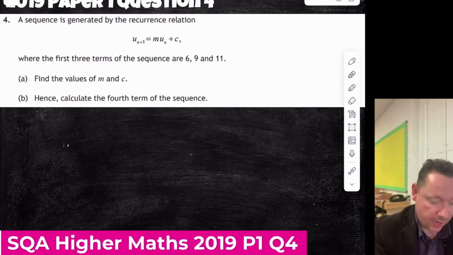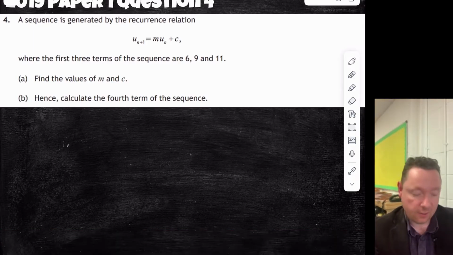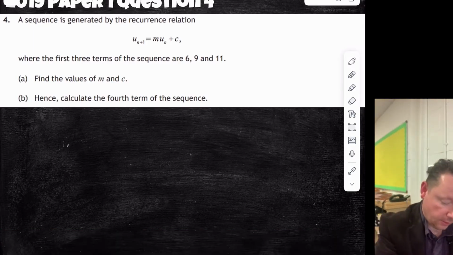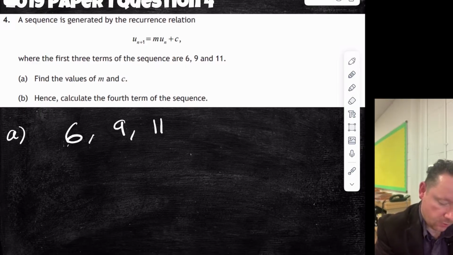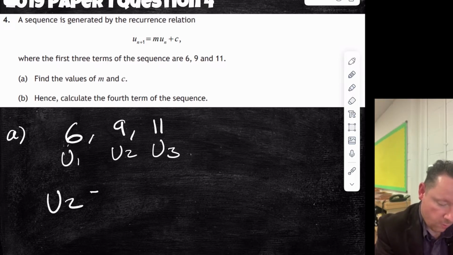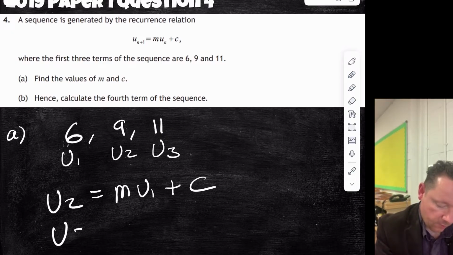SQA Higher Maths 2019, paper 1, question 4. A sequence is generated by u(n plus 1) equals m u(n) plus c, where the first three terms are 6, 9, 11. Find the values of m and c. So we could call those the first term, the second term, and the third term. The second term would equal m times the first term plus c. And the third term would equal m times the second term plus c.